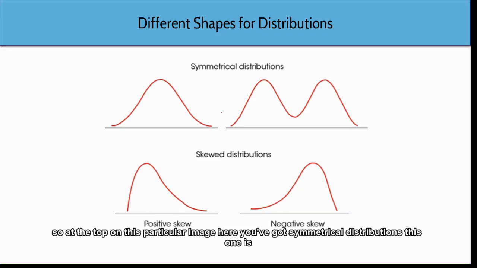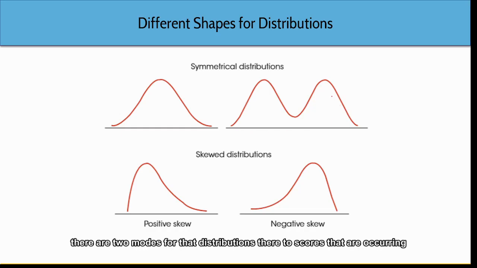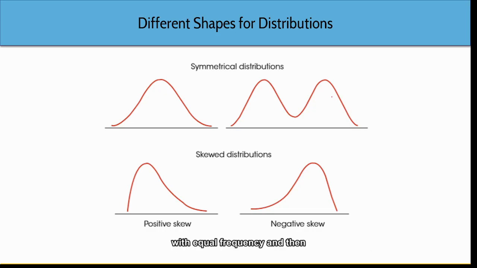So at the top on this particular image here, you've got symmetrical distributions. This one is a distribution that's going to have one mode. And the one next to it here is what we call bimodal. And what that means is there are two modes for that distribution. So there are two scores that are occurring with equal frequency.